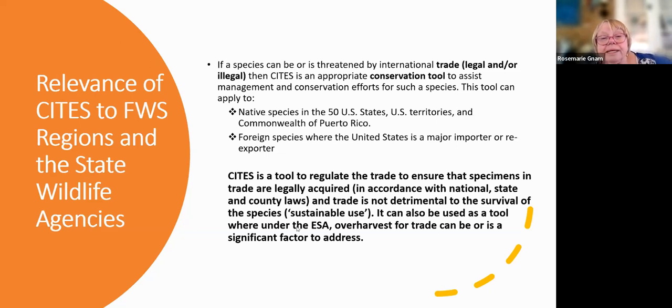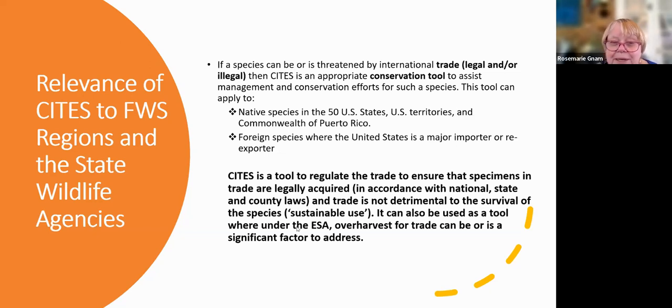And so we look at, in the scientific authority, native species that occur in the 50 US states or our territories of the Commonwealth of Puerto Rico, when we look at species that the US may consider proposing to be added to the appendices. We also look at foreign species where the U.S. is a major importer or exporter. And so CITES is this tool, as we keep saying, that basically hopefully can address trade specimens that are threatened by trade.